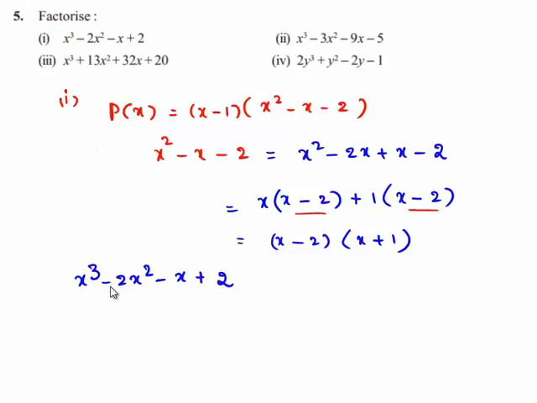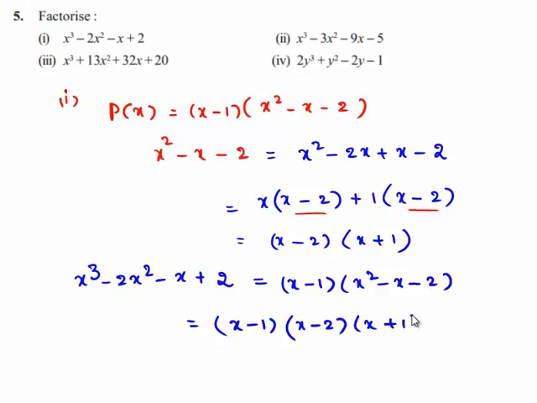So the given polynomial x cube minus 2x square minus x plus 2 can be written as x minus 1 times x square minus x minus 2, and this is equal to x minus 1 times, we have already found x square minus x minus 2 as x minus 2 times of x plus 1. So rewriting this, we get x minus 2 times of x plus 1. So the final factorization is x minus 1 times x minus 2 times of x plus 1. These are the required factors of the given cubic polynomial.